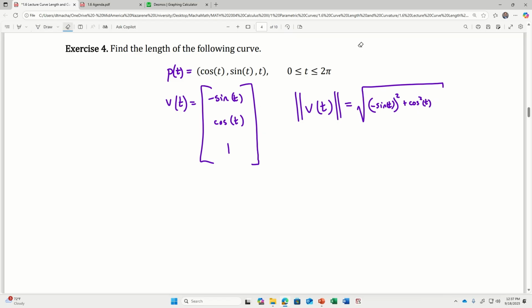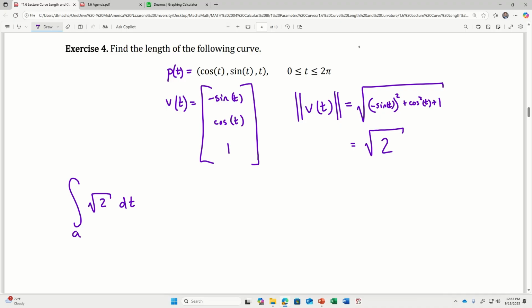1 squared is 1, so we just write plus 1 here. And before I go ahead and write the big integral, is there anything I can do to simplify this? Sine squared plus cosine squared is 1, so this is the square root of 1 plus 1. Yeah. So the speed is just a constant. It's the constant square root of 2.